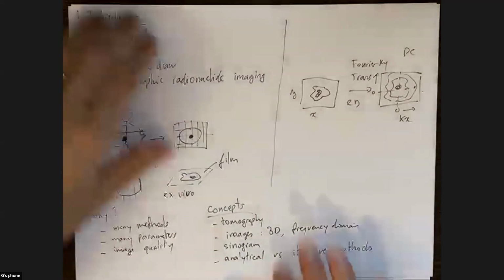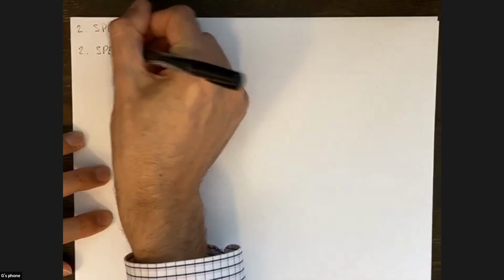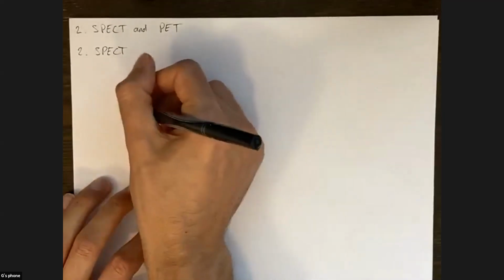And then the next topic is going to be just a brief review of PET and SPECT. We're going to introduce the idea of sinogram in this section. So first, let's start with SPECT. SPECT is achieved using a gamma camera, as you learned in previous lectures.